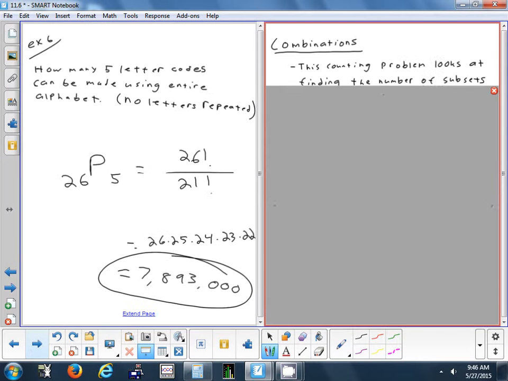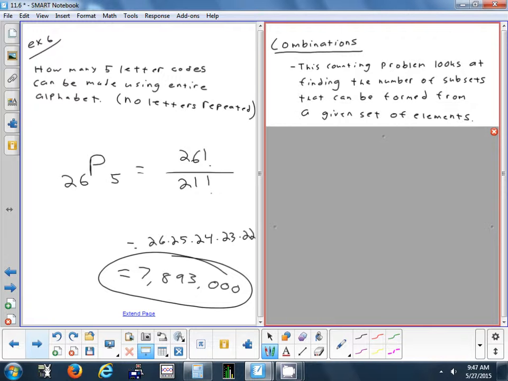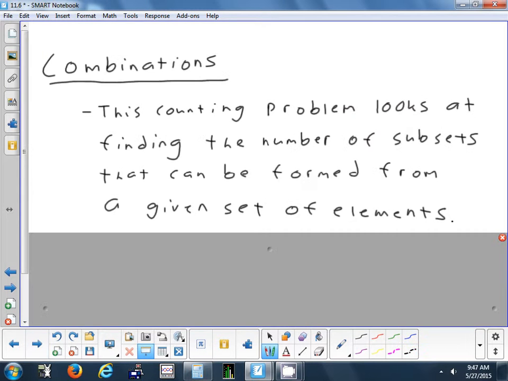Okay, and last thing we're going to look at is a combination. Okay, so this is a counting problem that looks at the number of subsets that can be formed from a given set of elements. In a set, we don't care about the order. If you have a set of markers, red, green, blue, yellow, I don't care what order they're in inside the box. If you give me the box, I have the whole set. It doesn't matter what order they're in.